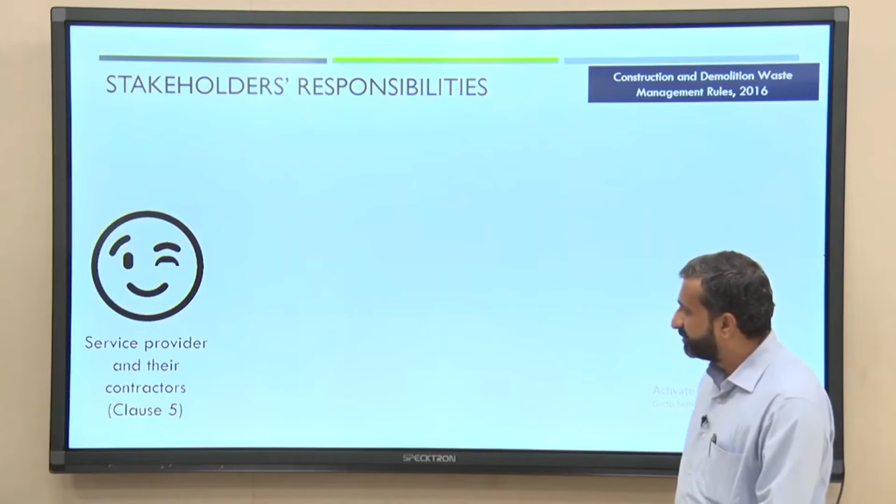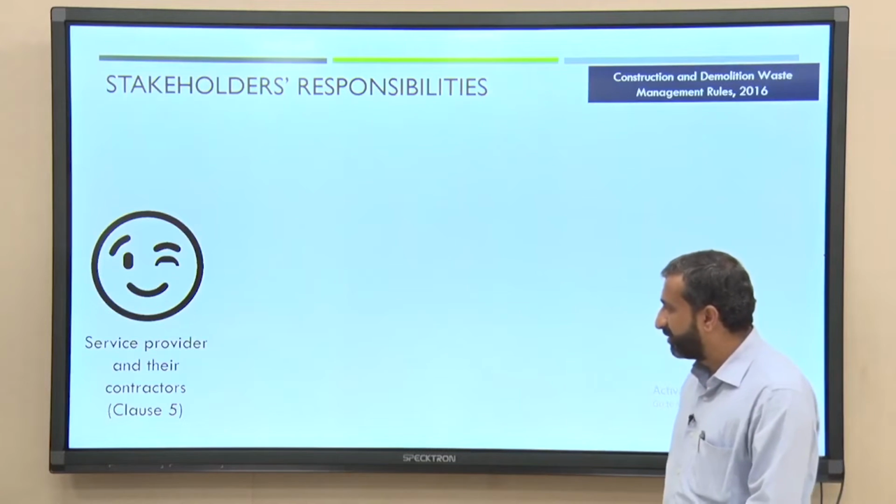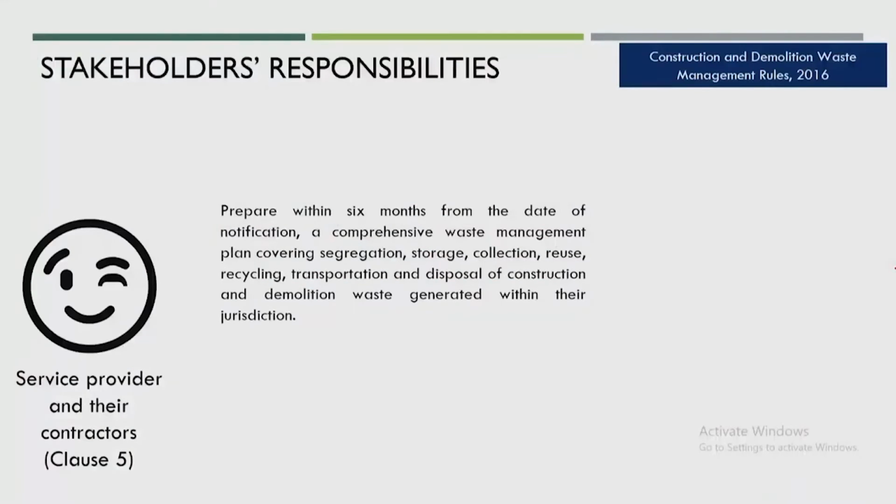Now, the next is the service provider or their contractor. In clause 5, they have been asked to prepare, within 6 months from the date of notification, a comprehensive waste management plan covering segregation, storage, collection, reuse, recycling, transportation and disposal of construction and demolition waste generated within their jurisdiction.